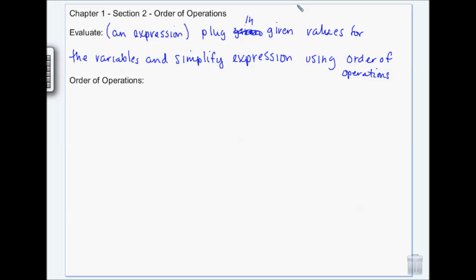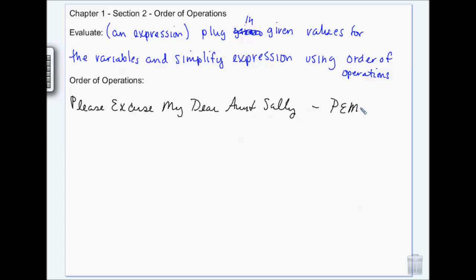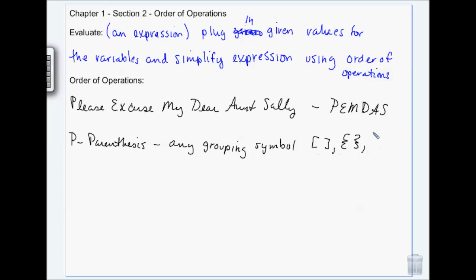Now there are a couple ways to remember your order of operations. If we go back to when I was in school, we used "Please excuse my dear Aunt Sally." And nowadays they use PEMDAS. Sound familiar at all? Okay. The P stands for parentheses, and really it's any grouping symbol. So you've got brackets, you've got braces, you've got absolute value bars, you've got a fraction bar, anything that'll separate your problem into parts.